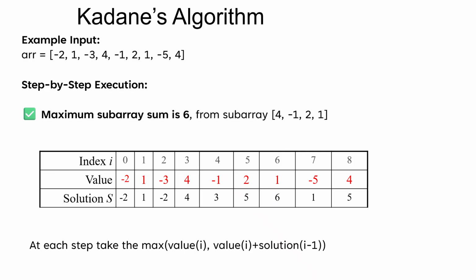Okay, so then we just continue to do the same thing. Our next value here is -3. So what's greater, -3 or -3 plus our previous solution? So we're going to take -2, which is -3 plus the previous solution. And then again, here at 4, what's greater, 4 or adding 4 to our previous solution? That would be 2, so we're going to take 4. You continue to do that and fill up your solution array. Then your maximum subarray sum is going to be the max value found in this solution array, and that's 6.